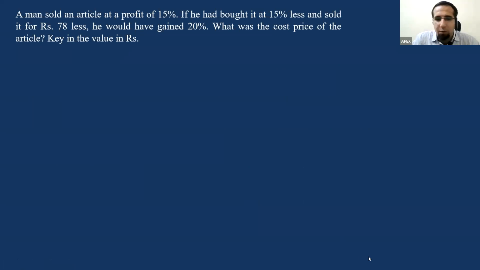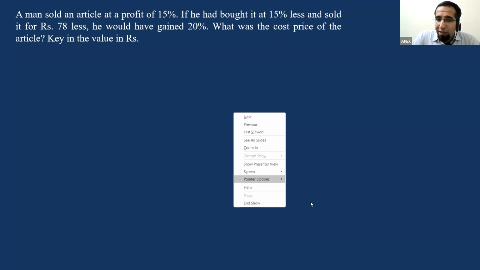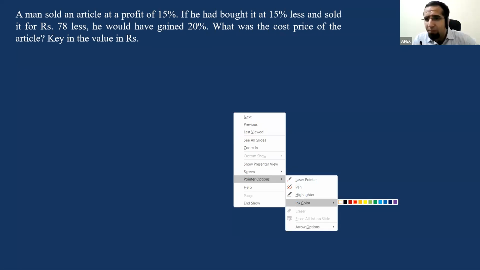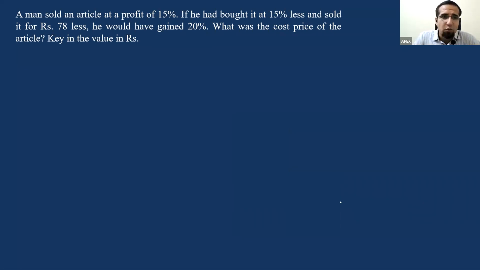Of course, yes, because the question is talking about profit and loss, right? So let's enter the question. If you're finding some trouble, then we will leave it. A man sold an article at 15% profit. So let's say it was 100x. He made a profit of 15x. He sold at 115x. Had he bought at 15% less, that means had he bought at 85x and sold it for 78 less, that means 115x minus 78.